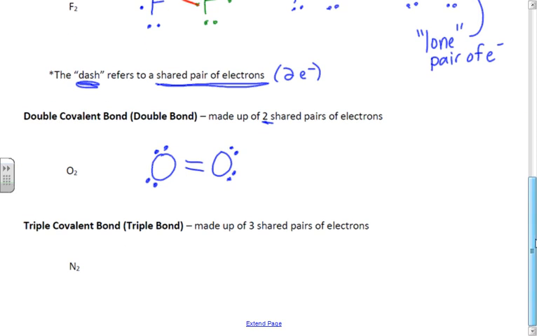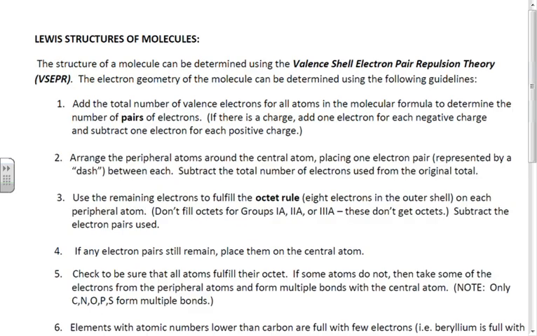Okay. If there are 3 pairs of electrons that need to be shared, we would have what's called a triple bond then. Nitrogen has 5 valence electrons, so if it's going to share 3 of them, that only leaves 2 more electrons to fit on the outsides there. And we'll see a little bit more how we come up with those structures on the next page here.